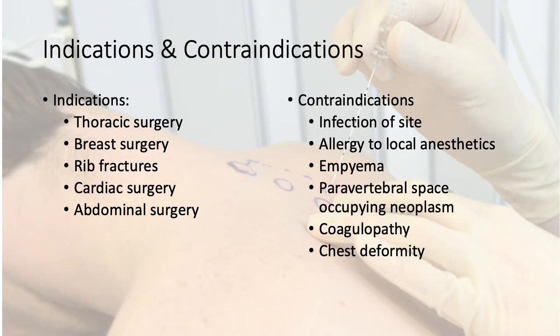The paravertebral block is often used in thoracic surgery or breast surgery. It can be used to cover rib fractures, and it can also be used to cover cardiac or abdominal surgery. The contraindications to placement of a paravertebral block include infection of the site of placement, allergy to local anesthetics, empyema, paravertebral space occupying cancers, coagulopathy, and chest deformities.